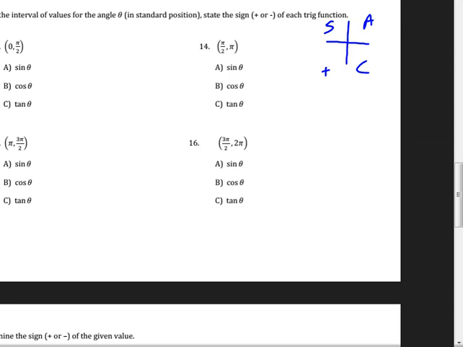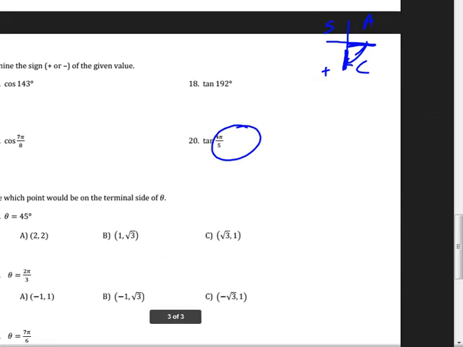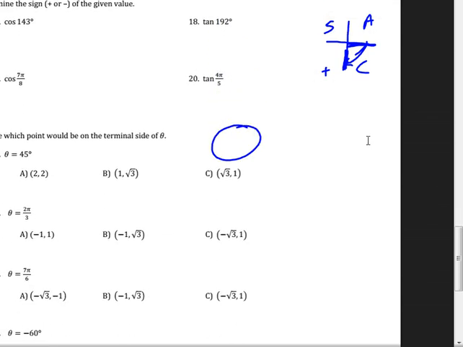Do you get that when they say like 3 pi over 2 to 2 pi, that's from here to here? So it's in that little zone for this last one, for example. Okay. Then 17, 18, 19, and 20. Determine the sign of the given value. Notice they don't ask you to figure out the exact answer. They just want to know, is it positive or negative?